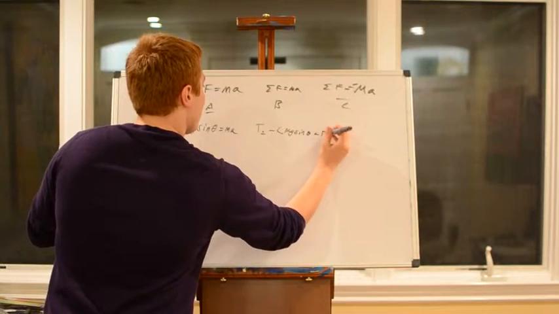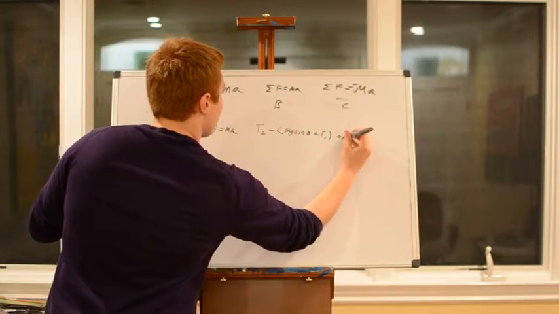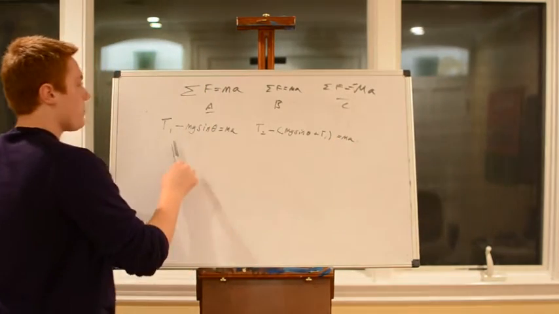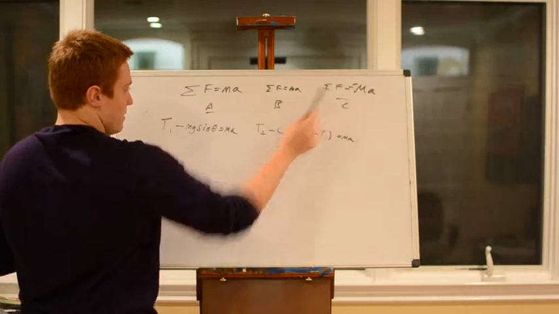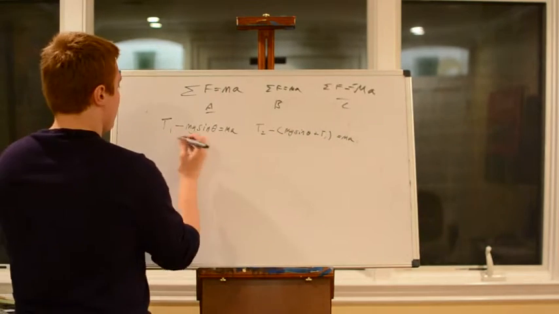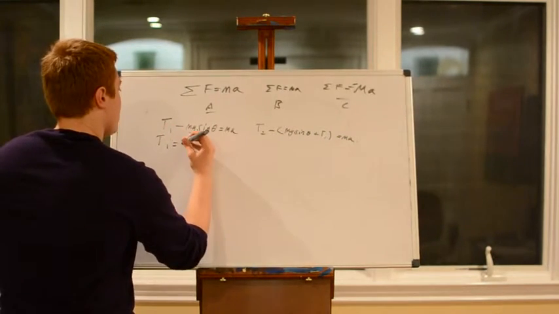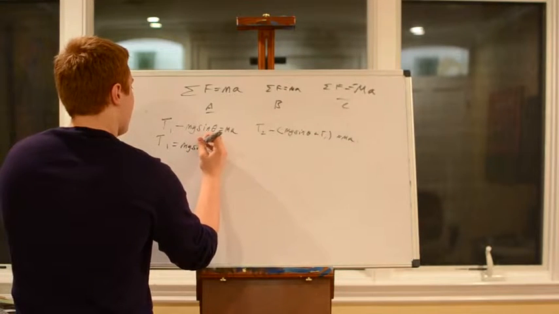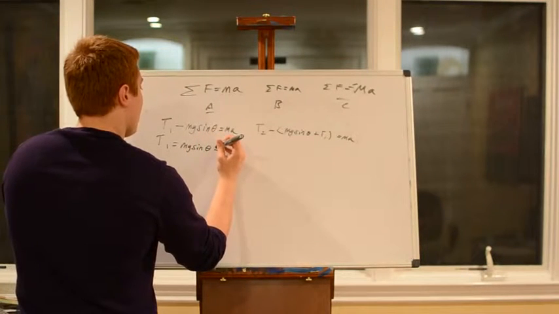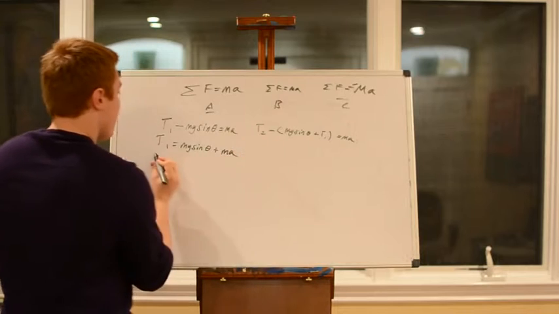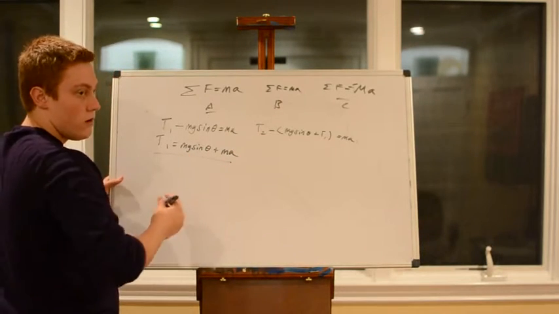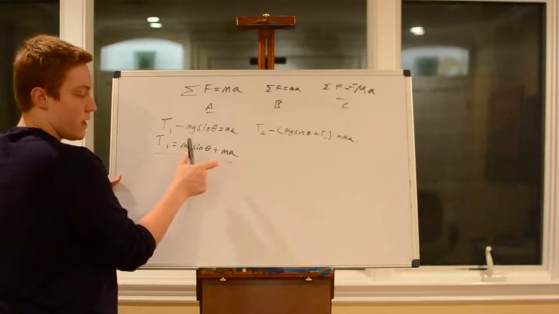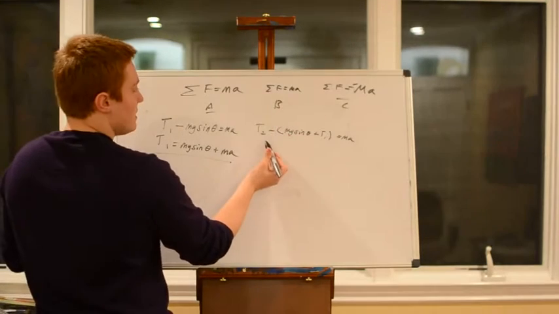Plus tension 1, and that's going to be equal to little ma. So I'm going to solve these out first, and then we're going to go back to C. The first thing is that T1 is equal to mg sine of theta plus little ma. So that's one relationship, so it's one variable found because we have it in terms of our given variables. Now we need to find T2.